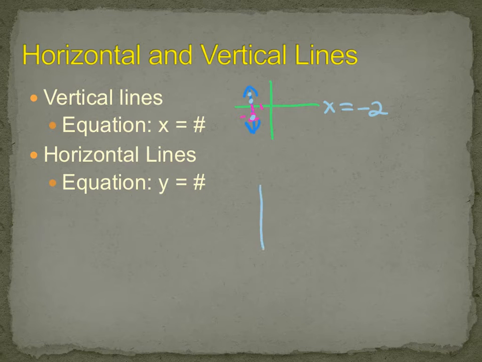Horizontal lines are y equals equations. So if I had a line that ran through +2, this would be y equals +2. Again, if you forget, think about the points on this line. The x is changing now, but the y is always +2.